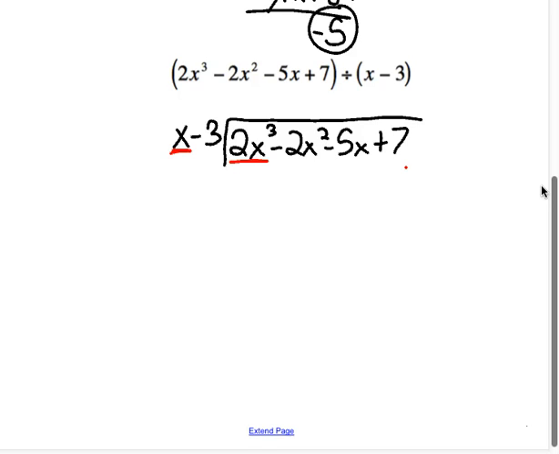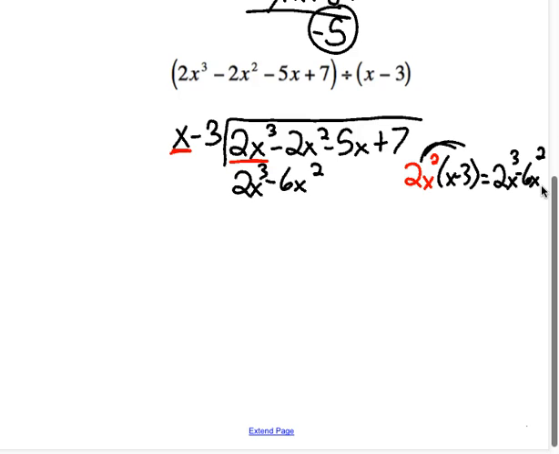So we said we have to multiply 2x squared to the x minus 3. So when I multiply that, I get 2x cubed minus 6x squared. So that's what I put out here: 2x cubed minus 6x squared. And I have to subtract that off to see how close I got.